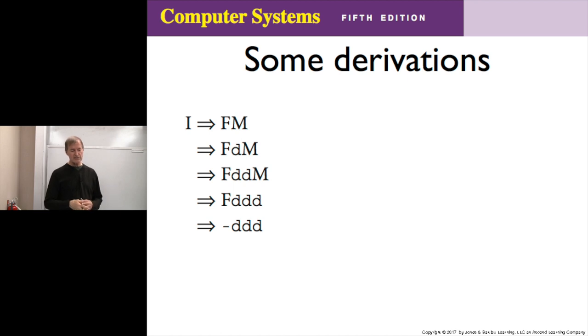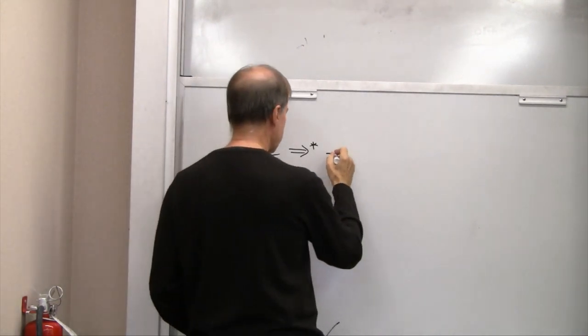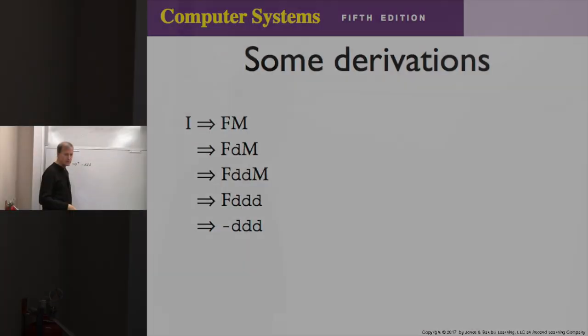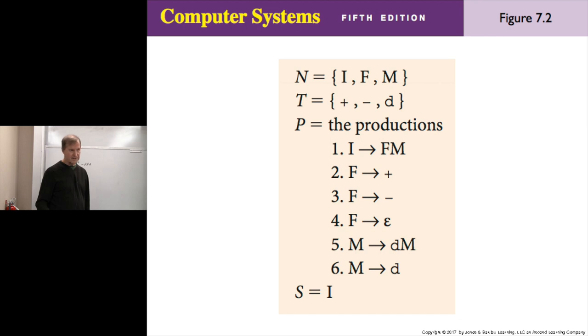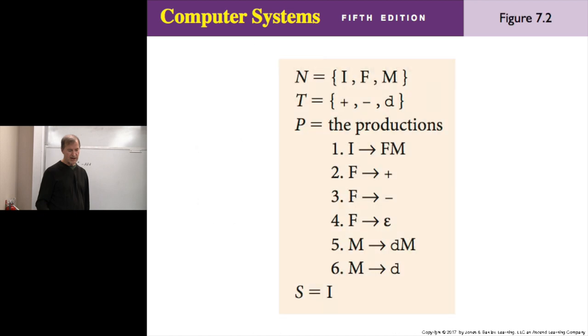So here's a few simple derivations. What does this slide show? It shows that I produces in zero or more steps hyphen DDD. Now, can you see how that derivation worked? I didn't list the rules here, but what did we use for the first rule? Number one. Are you with me? And what did we use for the second one? It looks like we replaced an M with a DM. So that was rule number what? Five. Is everybody clear?